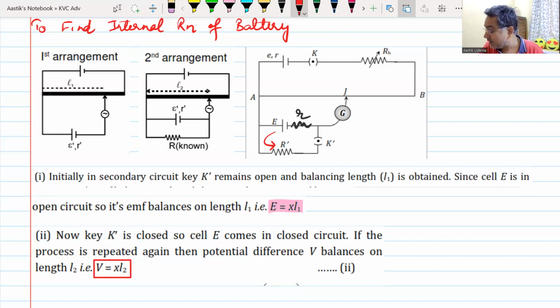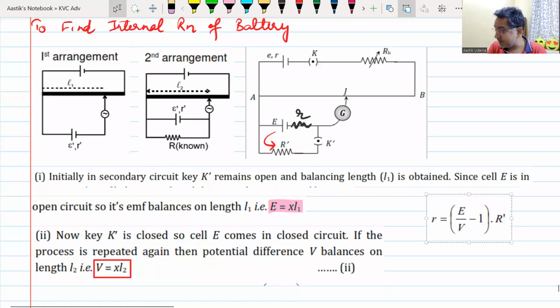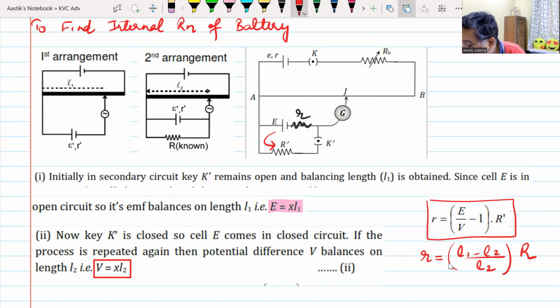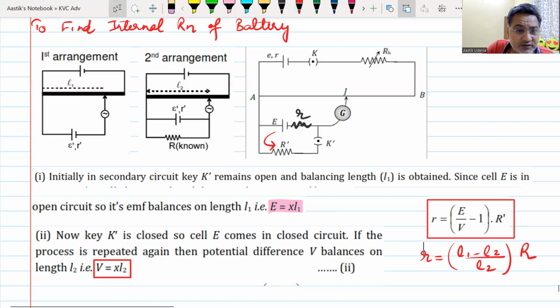Yes, sir. We already know the formula for calculating the internal resistance, E by V minus 1 into R, yes or no? Yes, sir. From here you can find out that this r will be equal to (L1 minus L2) divided by L2 multiplied by the R which is connected. Do we understand this? Yes, sir. From this concept, you remember I told you that this is a very important formula. Do you remember this? Yes, sir. That is how the resistance is found out. We understand this, everyone? Yes, sir. I'll give you 2 minutes to note this down.